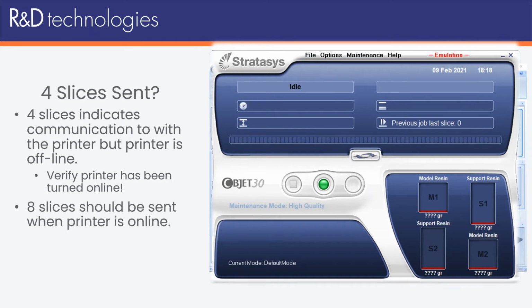You'll want to then go over to the job manager and verify that you see 8 slices sent to the printer. That's the proper number of buffer slices that are sent to trigger the pre-printing processes.